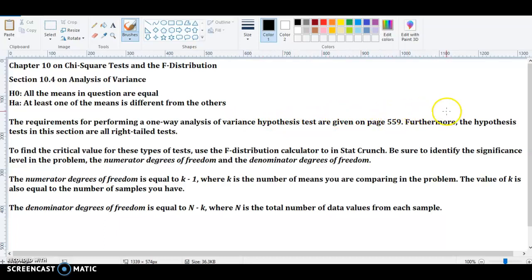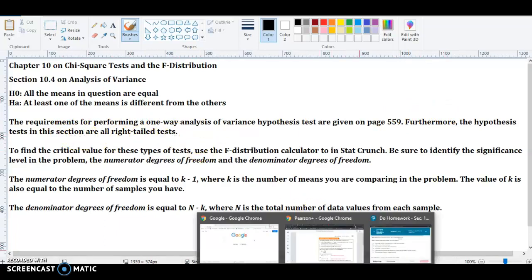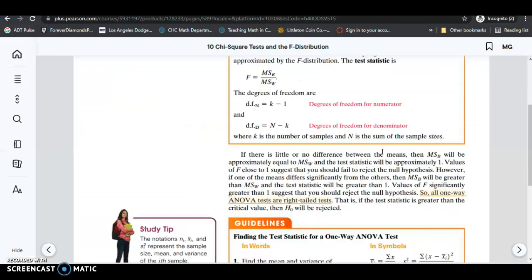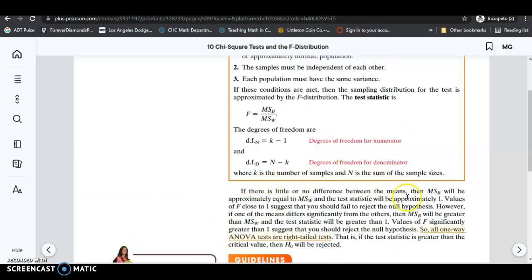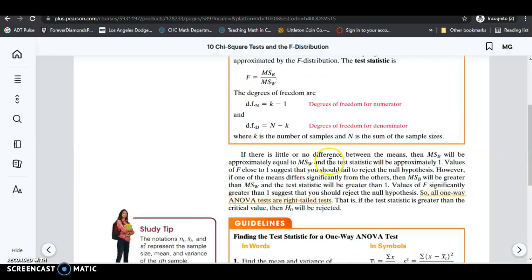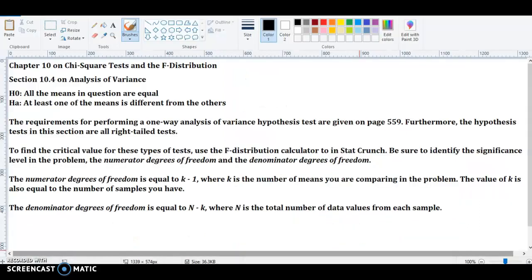Furthermore, the hypothesis tests in this section are all right-tail tests. If you read page 559 carefully, there's a little paragraph below this box, and it says all one-way ANOVA tests are right-tail tests. So you want to keep that in mind. What that means is that in the course of doing the homework, you will be asked to find the critical value of the test and to calculate the value of the test statistic.